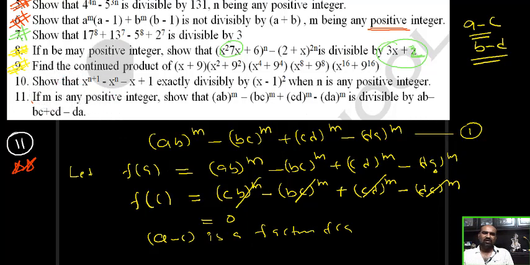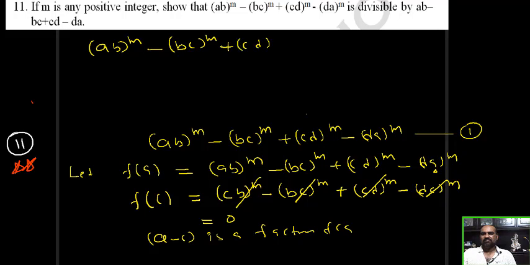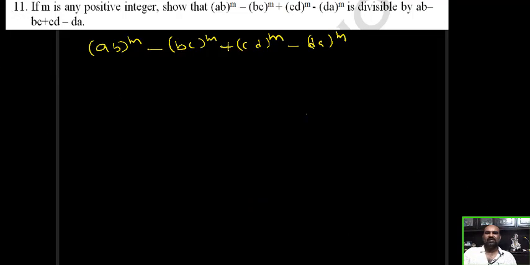Okay, this is the last problem. I want to erase everything, I want some space. Yes, this is our last problem. I will write what I got: ab power m minus bc power m plus cd power m minus da power m. Actually, to factorize this, you can use the cyclic expression concept also, but cyclic expression is not completed. That's why I am solving the problem in a general manner.